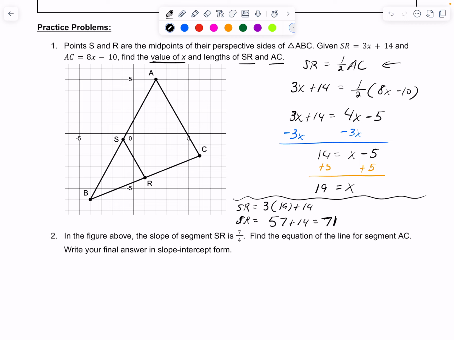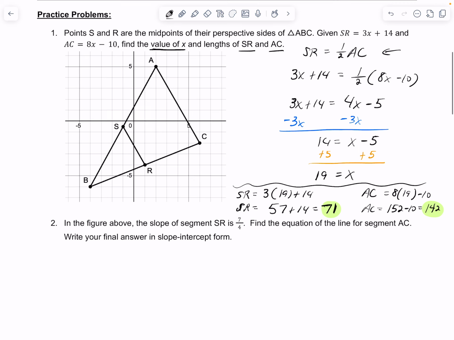You can plug it into AC, or you could also just understand that if SR is half of AC, I could just multiply this 71 by 2, and that would give me my length of segment AC. Let's confirm that by plugging in. So 8 times 19 minus 10. So 20 times 8 is 160, so take away 8 from 160, you get 152. Minus 10, you get 142. And again, that relationship is 71 is half of 142, and it is. Okay? So that is everything they asked in question 1.